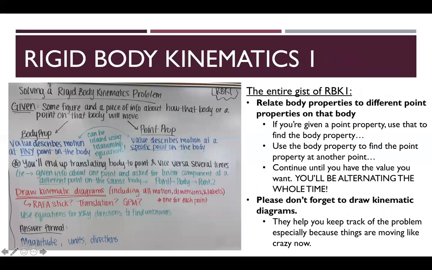So going into rigid body kinematics, basically the entire point of it is to relate the body properties to a specific point along that body. So if you're given a body property, which is any of the angular quantities, you're going to want to translate that to a point property. Most commonly, you're going to be given a point property, and then you're going to have to translate that to a body property, and then go back the other way to a point property to describe a different point. And that change is usually going to be the radius term.